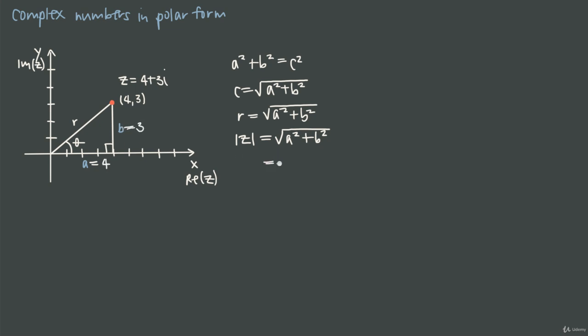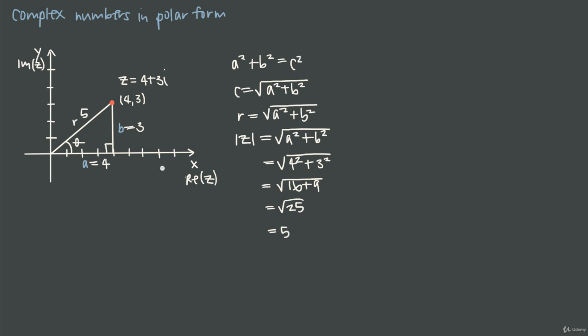So we can plug those into our formula and get the square root of 4 squared plus 3 squared, or the square root of 16 plus 9, which is the square root of 25, and we know the square root of 25 is 5. So we can say that the distance from the origin is 5. The length of this hypotenuse here is 5.